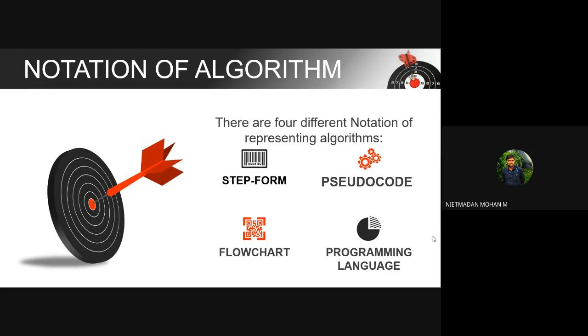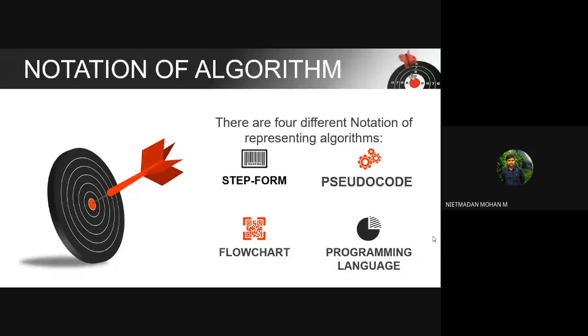And for the pseudocode, there are some keywords. What are the keywords in an algorithm that were mentioned in the previous class? I told that for writing an algorithm, two keywords are compulsory. What is that keyword? Start and stop. Yes, start and stop are compulsory in an algorithm.